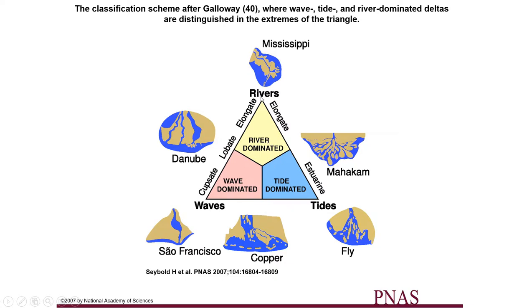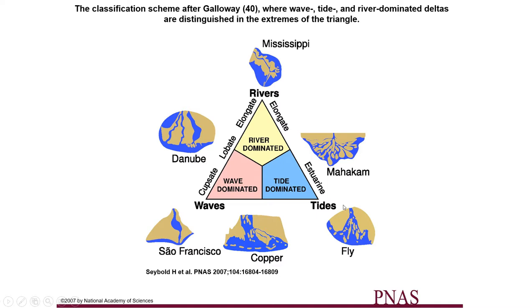With a river dominated delta, this is where the river's dumping a lot of sediment into the ocean, and it's building out, and it's not getting sculpted by either wave or tide action very much. So you get this long bird foot looking delta.